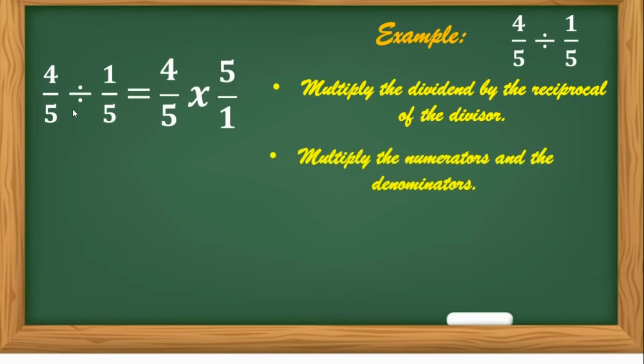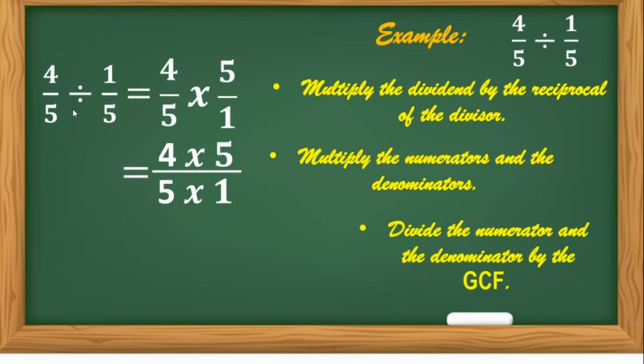Now, the second step is to multiply the numerators and the denominators. So we have 4 times 5 and 5 times 1. Then, the next step is to divide the numerator and the denominator by the GCF or the greatest common factor. So 4 times 5 equals 20 and 5 times 1 equals 5. Since our answer is in the higher term, we have to divide this numerator and denominator by the GCF or by their greatest common factor.